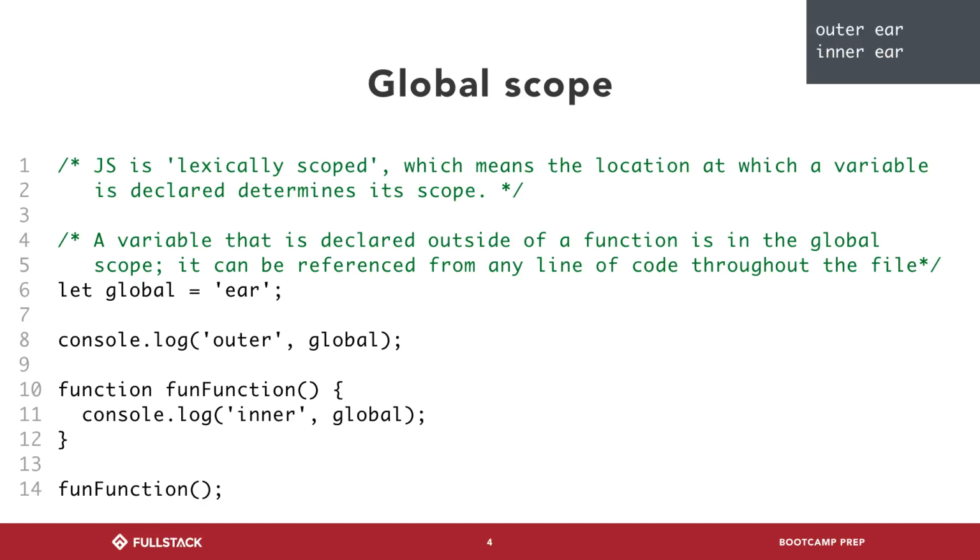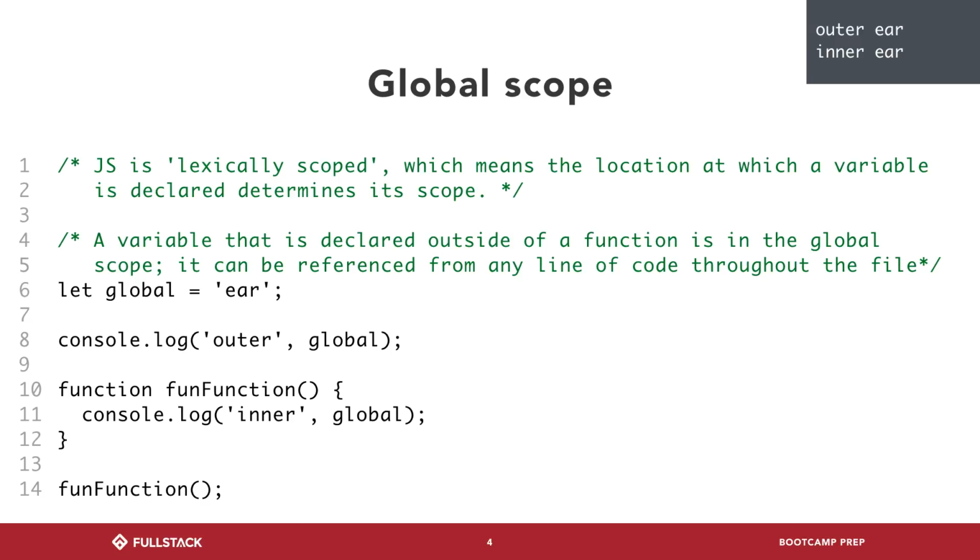So this variable global is on the global scope, and when we print out this thing on line 8, we print out outer, and we feed in this global variable, which is ear. And so here we have outer space ear. Inside this fun function, which we're running on line 14, we're console logging out inner, and we're also printing out the global variable. We also have access to the global ear.